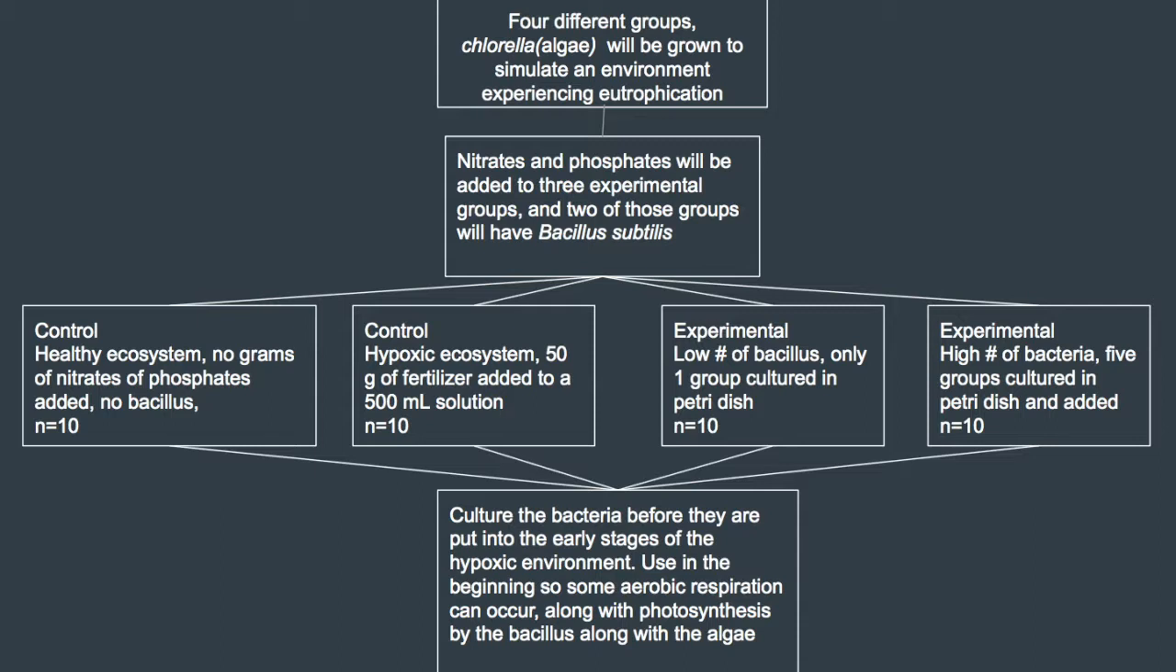There will be 4 groups in this experiment, 2 of which representing the control and 2 representing experimental. The 2 control groups will both be in healthy ecosystems. One of them will have the Miracle-Gro added to the solution and the other will not. The 2 experimental groups will have varying levels of Bacillus added to the waters. The first group will have low numbers of bacteria and the second group will have high numbers of bacteria. Both of the experimental groups will have the same amount of chlorella added, about the same amount that is found in most algae bloom situations.